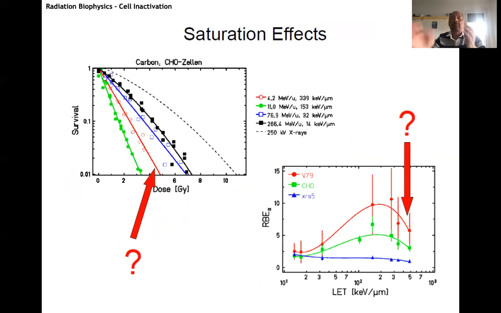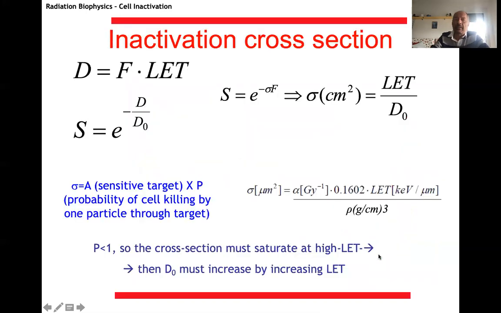But now let's try to understand the story of the shape. So why does the curve go up and then go down? Why do we have this strange coming back of the curve here, which is then translated into an RBE that declines at very high LET, and why is 100 keV per micron so important? Well, maybe an easier way to see this is to take a linear curve. So let's take a single hit, single target model if you want, which for heavy ions works quite well.